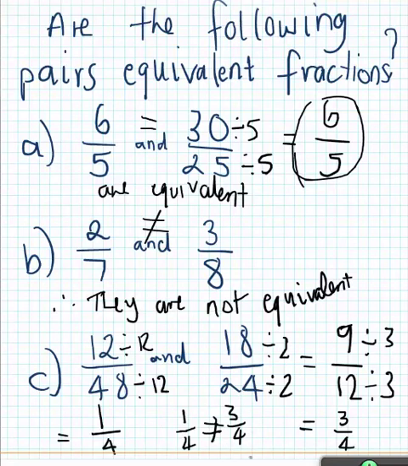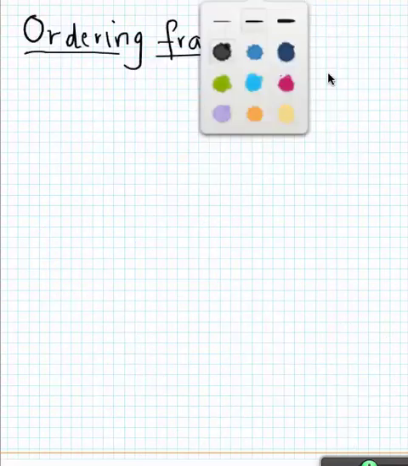I just can't fit it on the bottom. Okay, and we have to prove this by working out and showing that they are not equal. Sometimes it's obvious if they're equivalent or not, but sometimes it's a bit tricky because they could be larger fractions, but you have to show working out anyway.